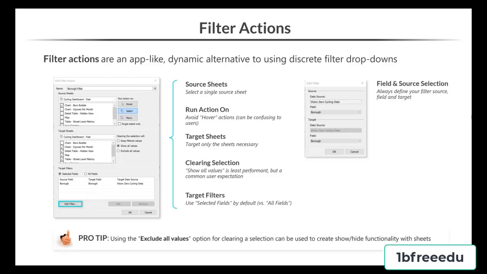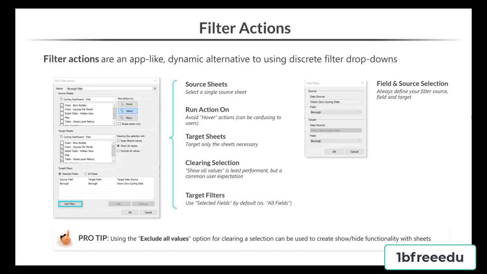A quick pro tip is to use Exclude All Values for clearing a selection in order to create a show hide functionality with your sheets. Using this method, you can also improve performance by having certain sheets hidden initially when the dashboard loads, such as having a detail sheet. This sheet will only appear when the correct filter actions are accessed, resulting in a more efficient query and less data being displayed in the detail view. This will also avoid the detail view from being displayed when you first open up the dashboard.